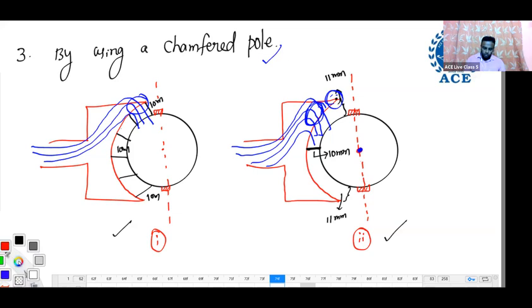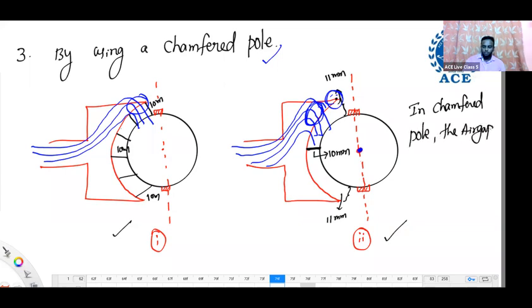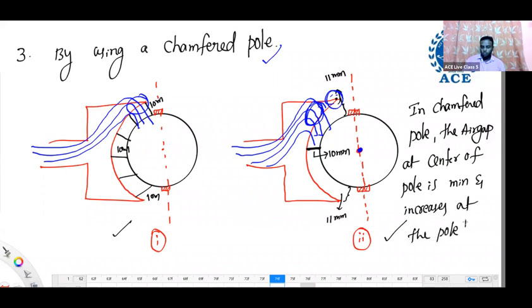So write one point here. In a chamfered pole, the air gap at the center of the pole is minimum and increases at the pole tips. So due to more gap at the pole tip, the flux will not take the path of the pole tip. Now it is the path. In a normal pole, it is going up to this one, the pole tips. Pole tips easily saturated.